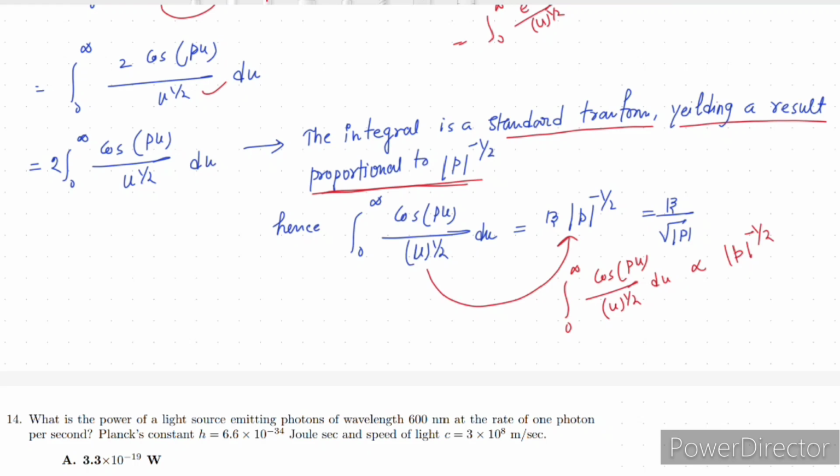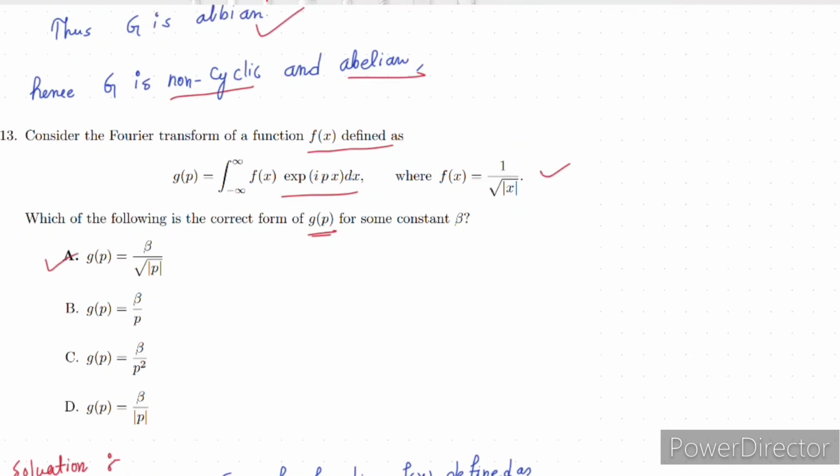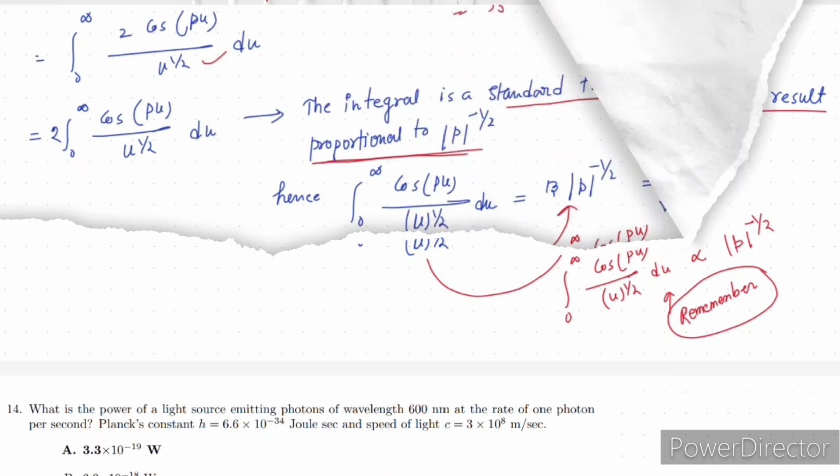So finally we get beta upon root under mod p, where beta is mentioned in the question. So finally we get the answer, option E. So please recall and remember this standard integration.